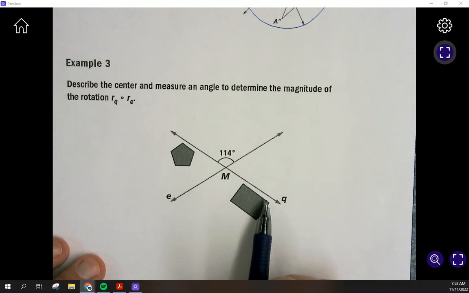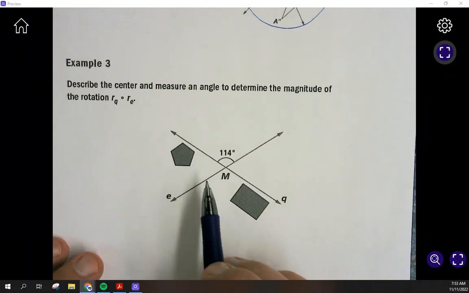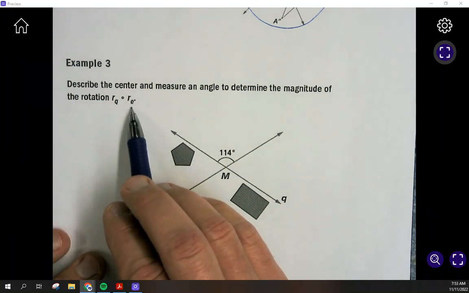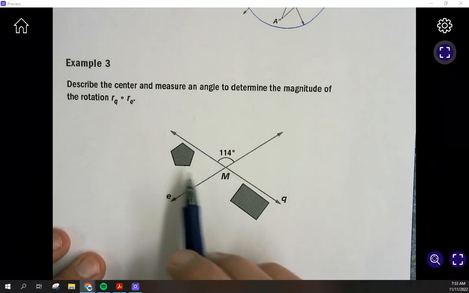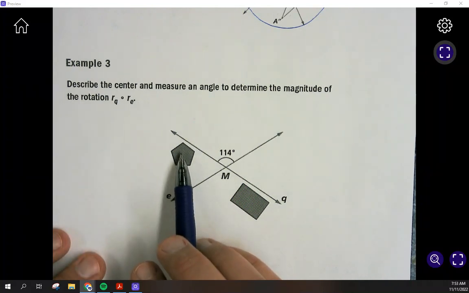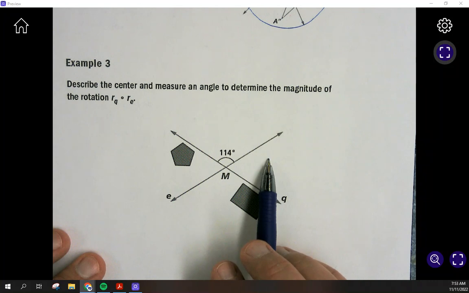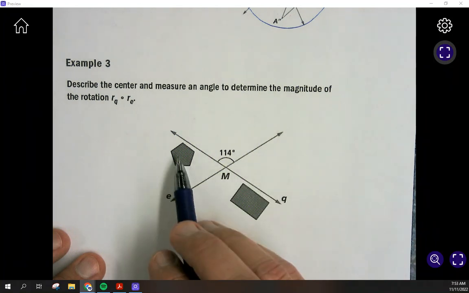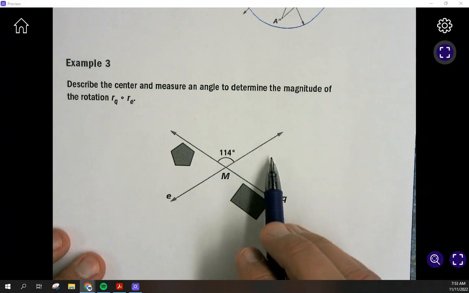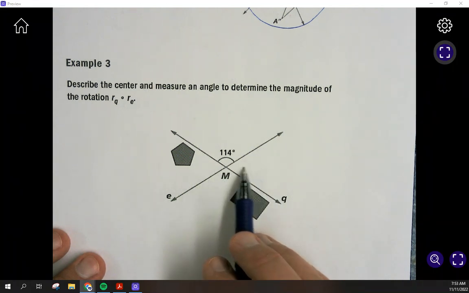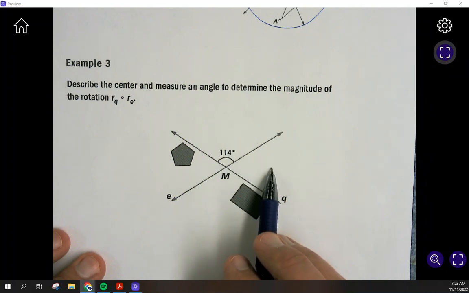So let's actually start with this one. So we're going to start with the pentagon. If I flipped it over, oh, I'm sorry, we're going over E, and then we're going over Q. So if I flip it over E, I'm going down here somewhere, and then I flip it over Q, and I'm going over here somewhere. Okay, so that's going to be pretty big. If this goes here and then over here, think about that angle, and that's going to be pretty big. That's looking like at least 180 degrees, something like that. It might even be more, it might be a little less.